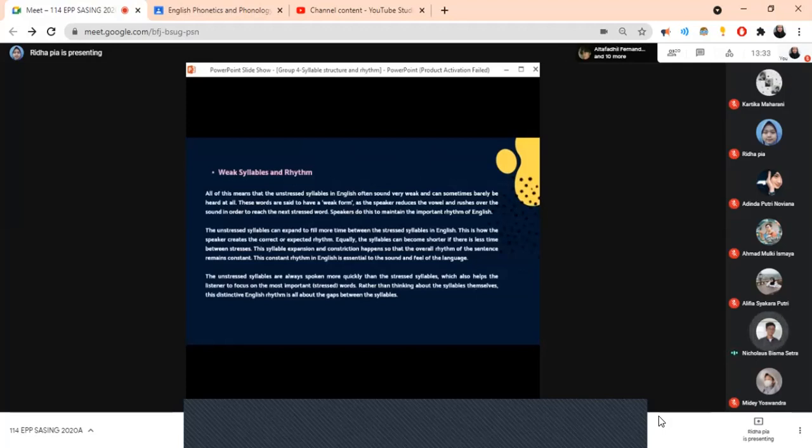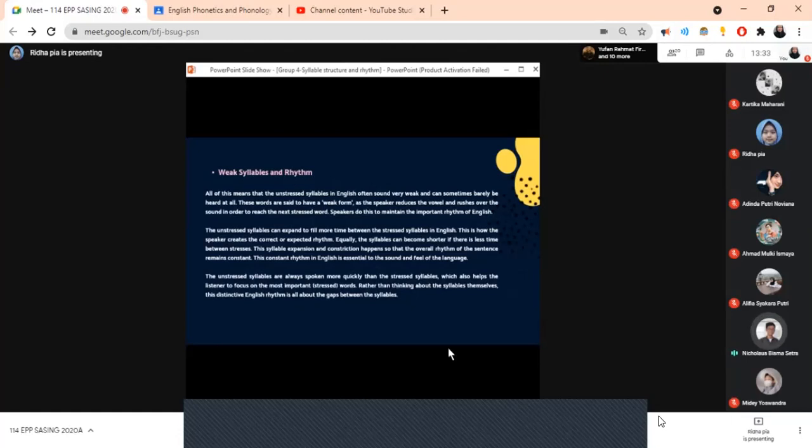Alright, there is another one, weak syllables and rhythm. All of this means that the unstressed syllables in English often sound very weak and can sometimes barely be heard at all. These words are said to have a weak form, as the speaker reduces the vowel and rushes over the sound in order to reach the next stressed word. Speakers do this to maintain the important rhythm of English.